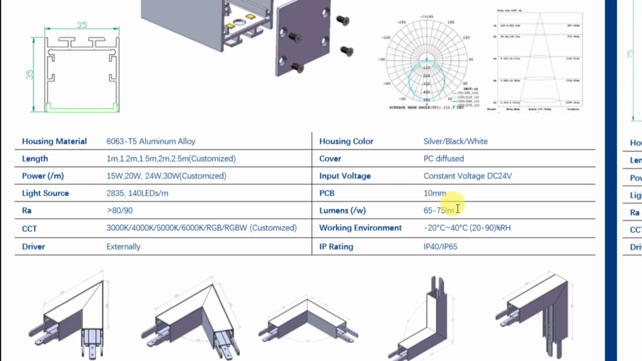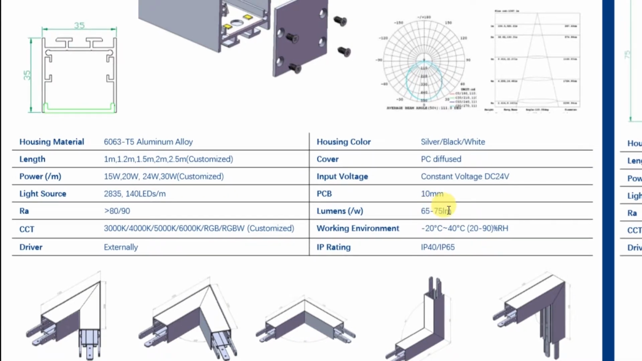Suppose your light is 2 meter, and your light is 20 watt per meter. So for 2 meter length of light, the total watt is 2 into 20, that is 40. So just multiply 40 into 75, then you can get the total lumen of your 2 meter of linear light.